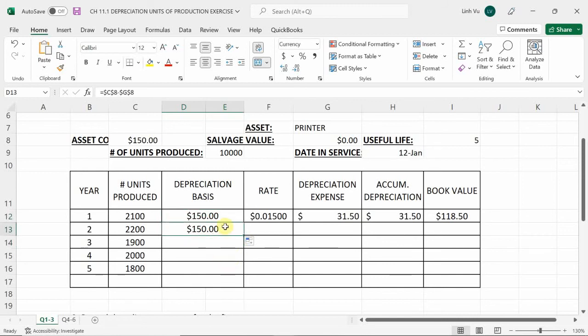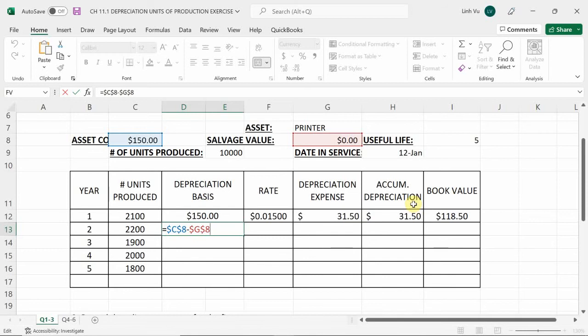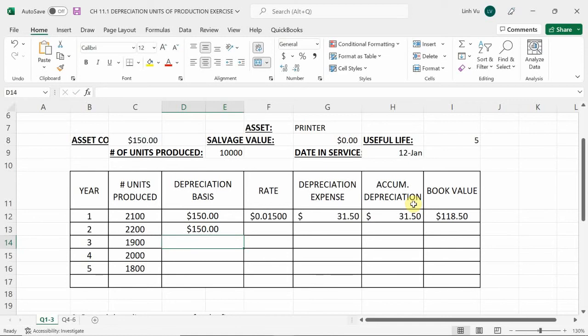So if I actually take a look at my formula, what am I calculating constantly throughout the entire thing? I'm taking my 150 minus my salvage value of 0 to constantly calculate this, and it's using these exact two numbers that I cell reference. So in this case, that's exactly how absolute cell referencing works.